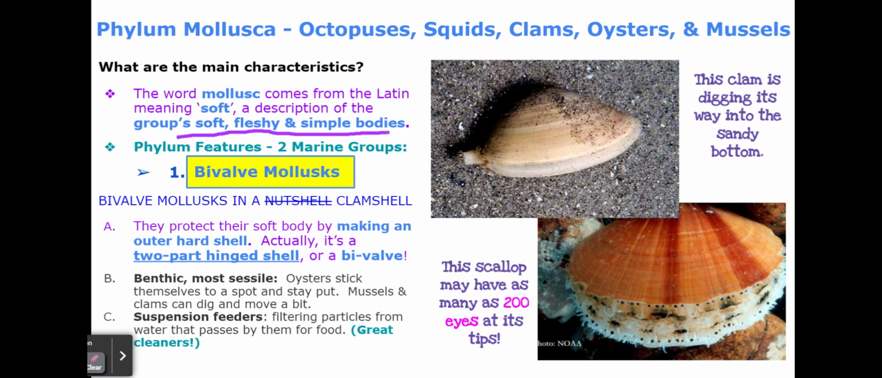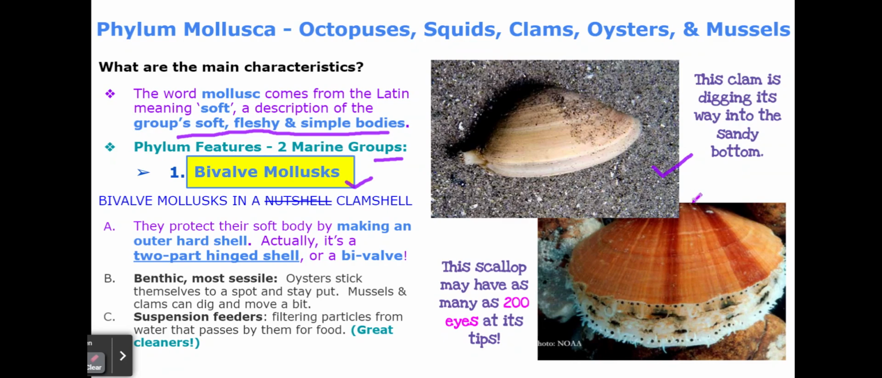In the phylum Mollusca, we have two marine groups. We're going to take a look at each group. The first group is the bivalve mollusks. In the bivalve mollusks, we have clams, oysters, mussels, and scallops. We have a clam pictured here on the top. This clam is digging its way into the sandy bottom to hide from predators.